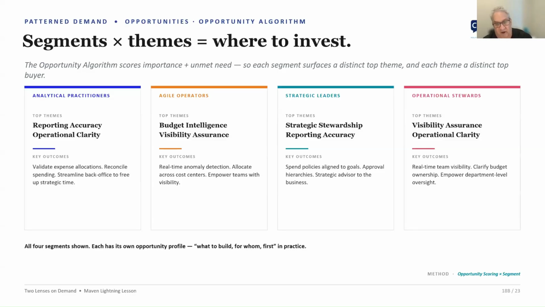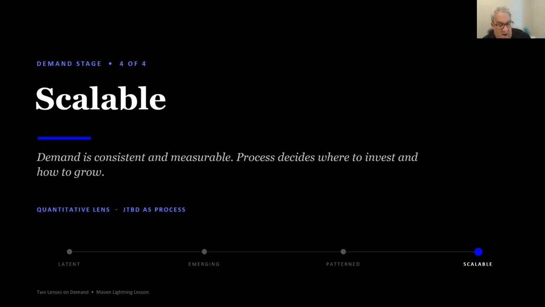If we're designing and building for strategic leaders, we're going to be working on something very different. We're going to be working on strategic stewardship, reporting accuracy, spending policies, approval hierarchies, and so forth. And so what we build as an inventory of jobs to improve as part of our product design changes based upon who we're designing and building for. And so this is a very powerful method of taking what's very complex analytically and boiling it down to a set of targeted segments. All right.